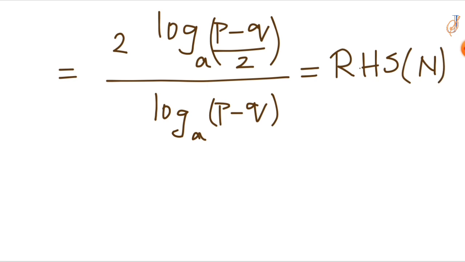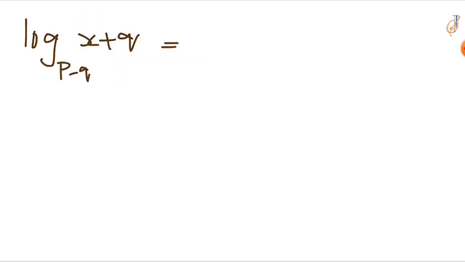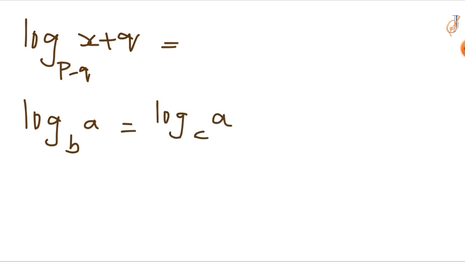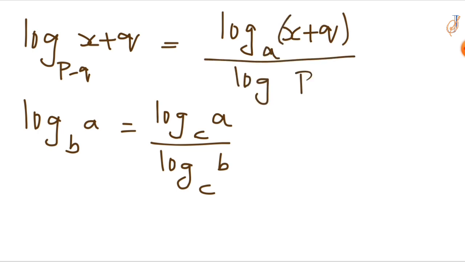Now still we need to do the denominator part. So what is the denominator part? Log(x + q) with base (p - q). Here we can use the change of base property, that is, log a with base b, we can write this as log a with base c over log b with base c. Similarly, our denominator term we can write this as log(x + q) with base a over log(p - q) with base a. This is our denominator term, the RHS denominator term.